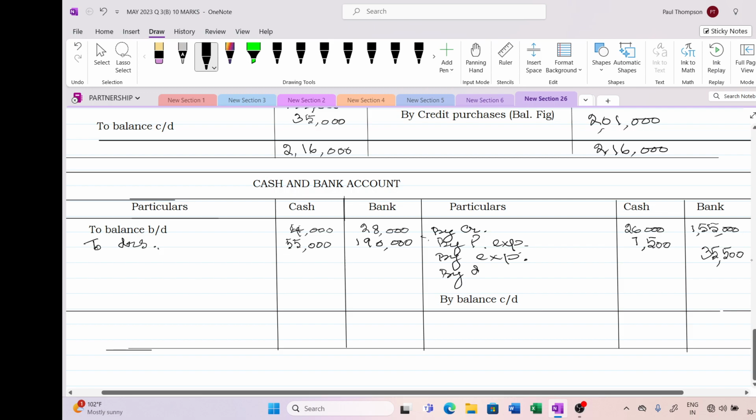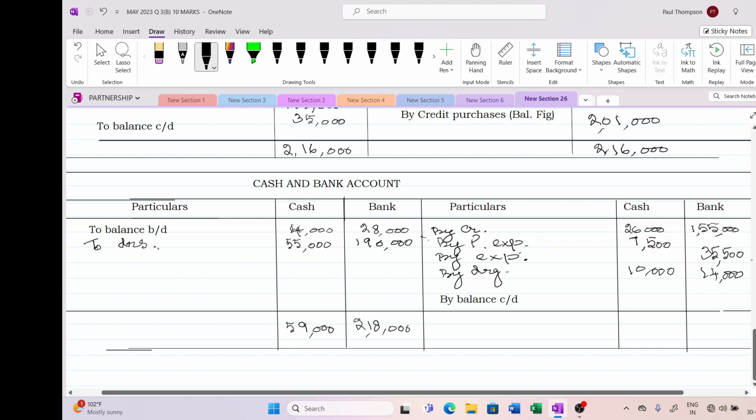By drawing, 10,000 was taken as cash and 14,000 was taken from bank. So the total comes to this side 190 plus 28,000. This is 2,18,000. One is 59,000. This is 7,500. 26 plus 7, 33, 43,500.